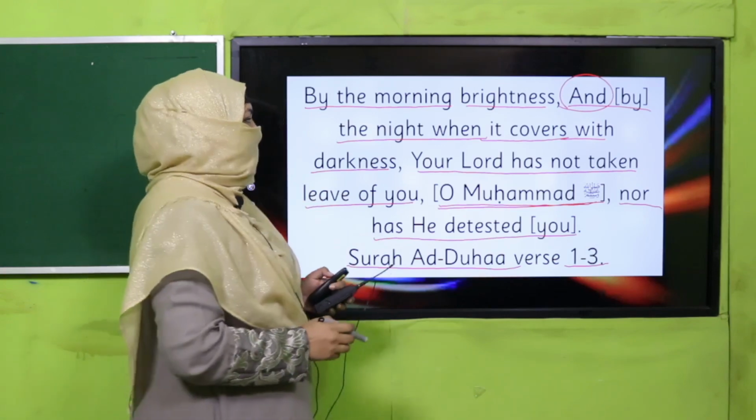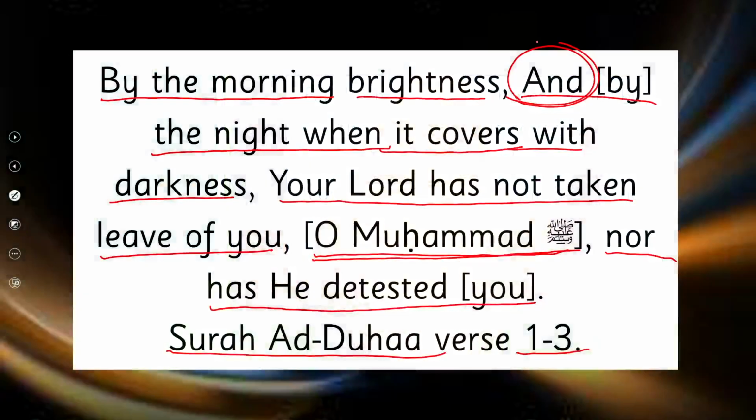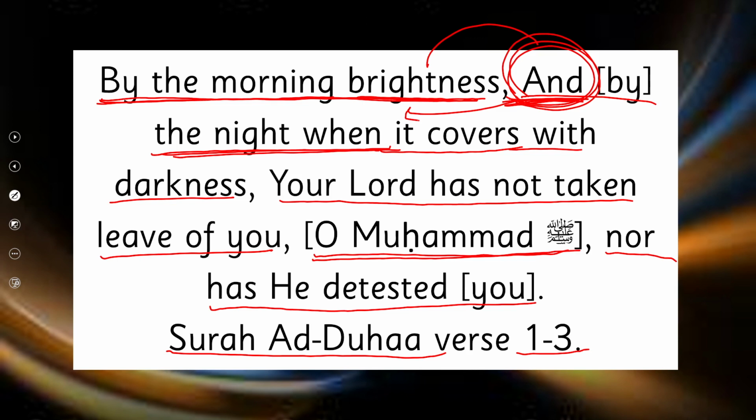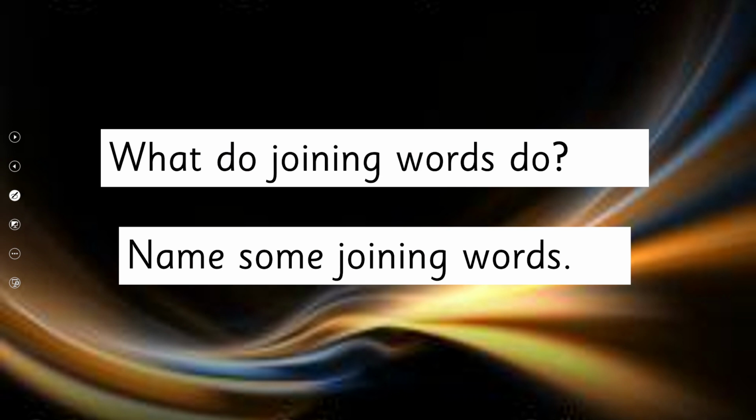Right? Now, my dear students, look at this word and. You see, by the morning brightness and by the night, these are two parts of the same sentence which are joined with this word and. This word is joining this part and this part. So we have learnt about it. Where do we use and? Okay, so you tell me first what are joining words, what do joining words do, and name some joining words. Pause the video, answer these questions to your teacher, and then come back.